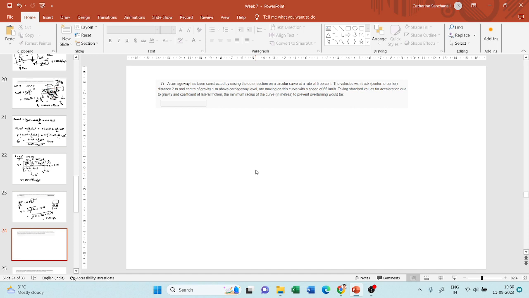Okay. A carriageway has been constructed by raising the outer section on a circular curve at a rate of 5%. Okay, so this is your E. By raising the outer section, they have given you how it is super elevated, the percentage. So it is 0.05. The vehicles with track center to center distance B is 2 meters. The height of the center of gravity above carriageway level, which is h, is 1 meter, and the vehicle is moving at a speed of v equals 65 kilometers per hour.